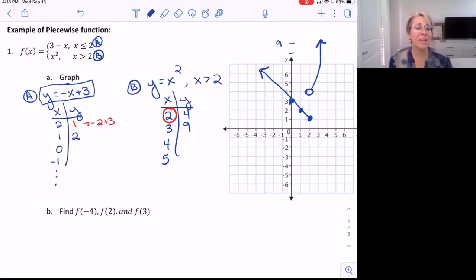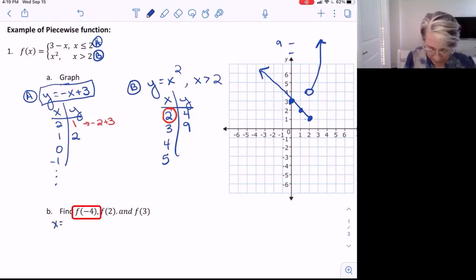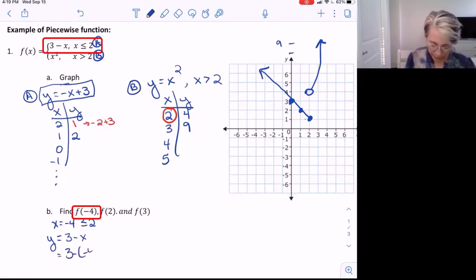In part B, they're asking us to find f of negative 4, f of 2, and f of 3. So we have to look at the domain for each piece. So for the first one, we're looking at x is a negative 4. That negative 4 is in fact less than or equal to 2. So we're going to use the first part of that piecewise function of the 3 minus x. We're going to plug in a negative 4 for that x. So we get a y value of 7. So that means when x is negative 4, our y value is 7.